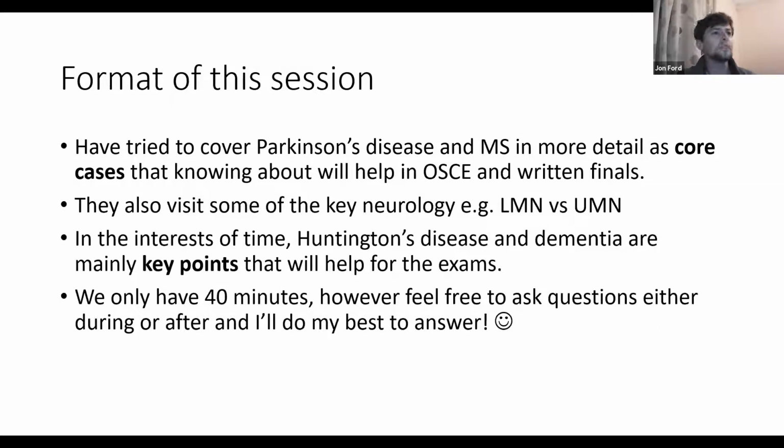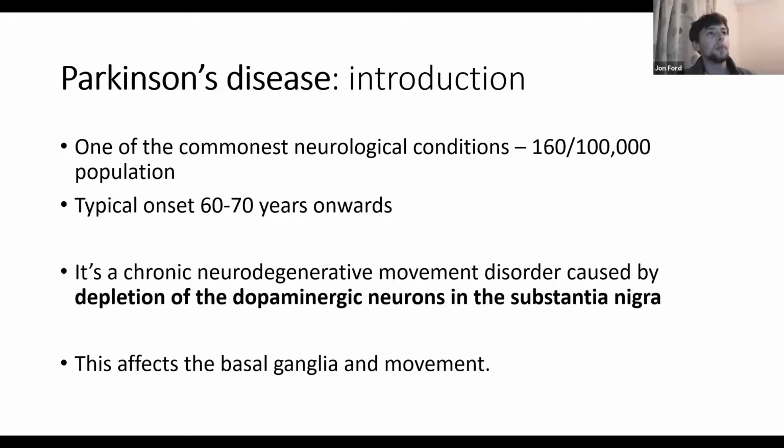Okay, so we'll get straight into it. So Parkinson's disease, one of the most common neurological conditions, as I'm sure you're all aware. Typical age is 60 to 70 years, so that's quite useful if you've got an MCQ. It will tend to be that age range. And it's a chronic neurodegenerative movement disorder. And what you want to remember is this phrase, depletion of the dopaminergic neurons in the substantia nigra. That's the classic exam phrase.